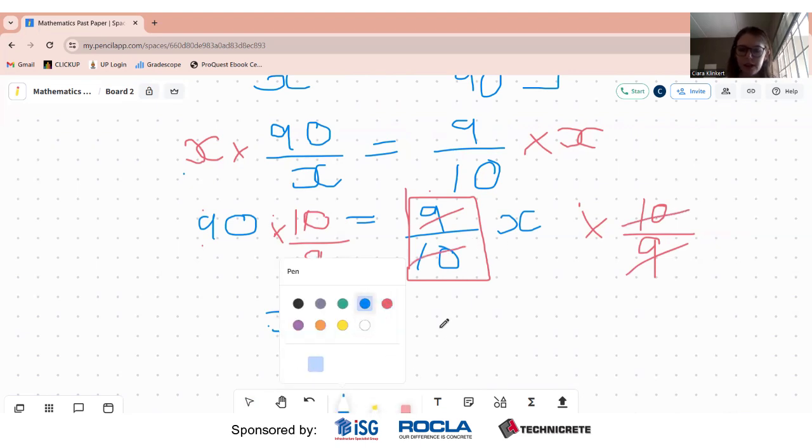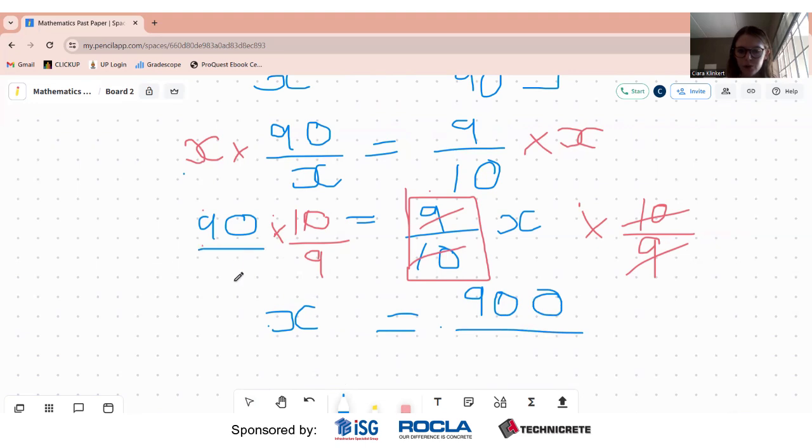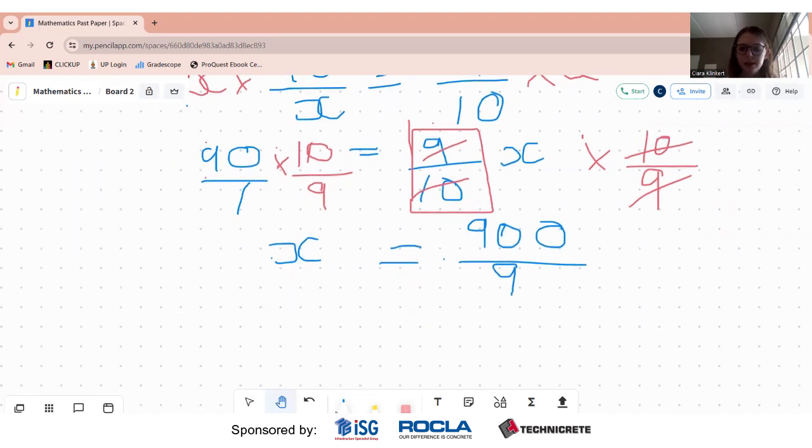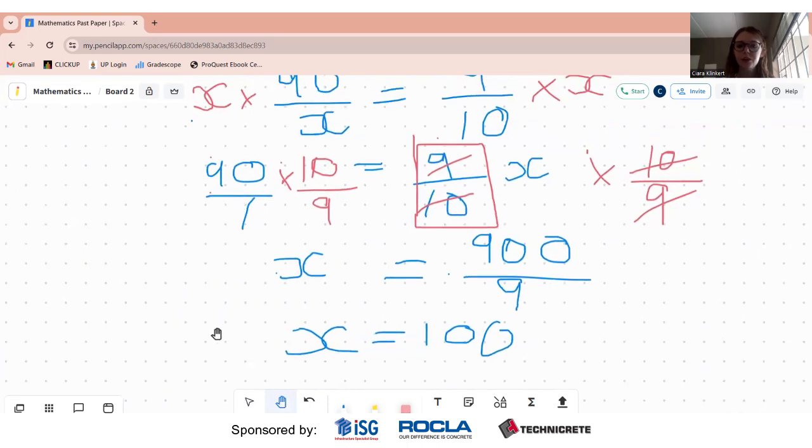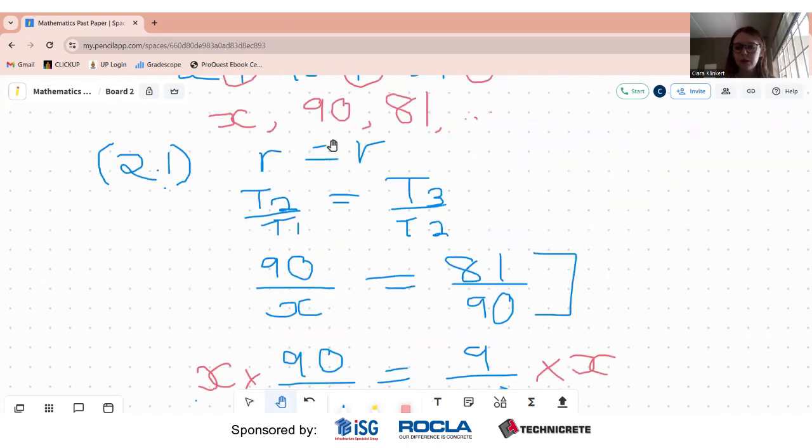And on the left-hand side, 90 times 10 is going to give me 900. And then this 90 is over an invisible 1. And 9 times 1 is 9. And if I divide 900 by 9, I'm going to get that x is equal to 100. Okay, but you don't have to do it this way. You can just put it in your calculator. Okay, cool. So that's the first question done. Do you see how important it is to remember that there is a constant ratio between the terms?